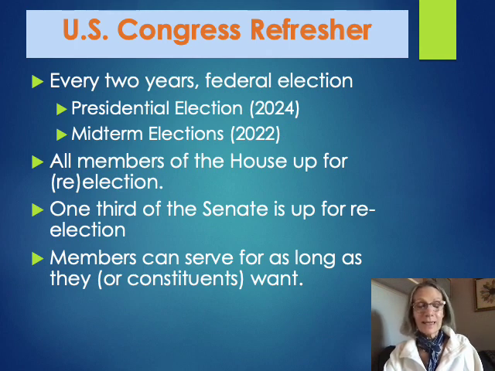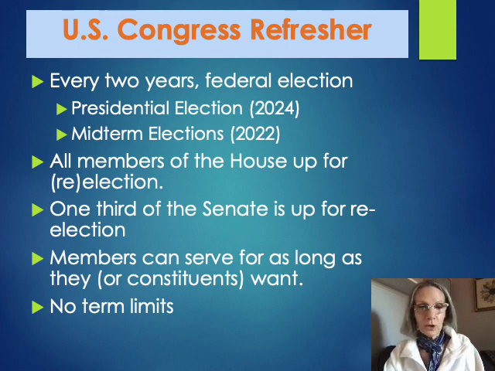Members can serve as long as their constituents continue to re-elect them. There are no term limits in the House of Representatives or in the Senate. There is a term limit, obviously, for the president. They can only serve 2 4-year terms.